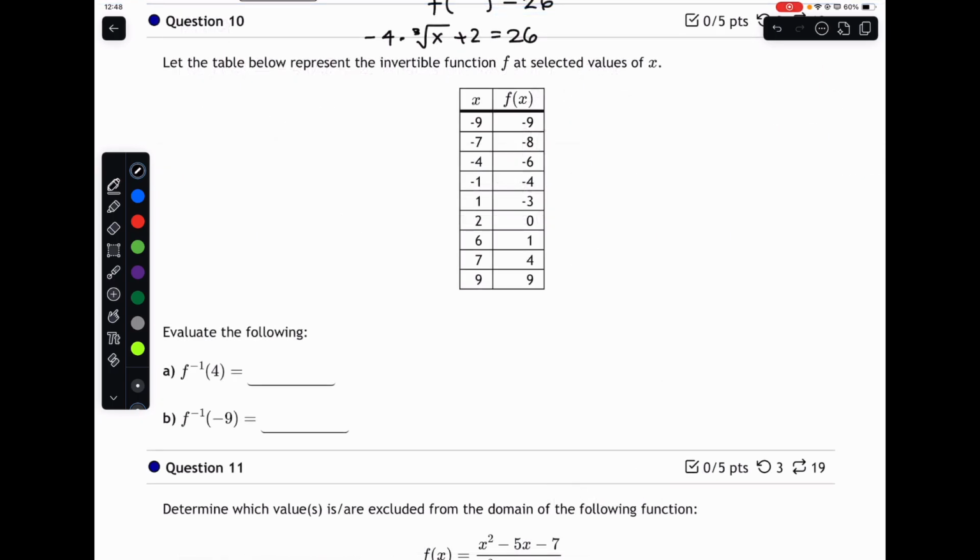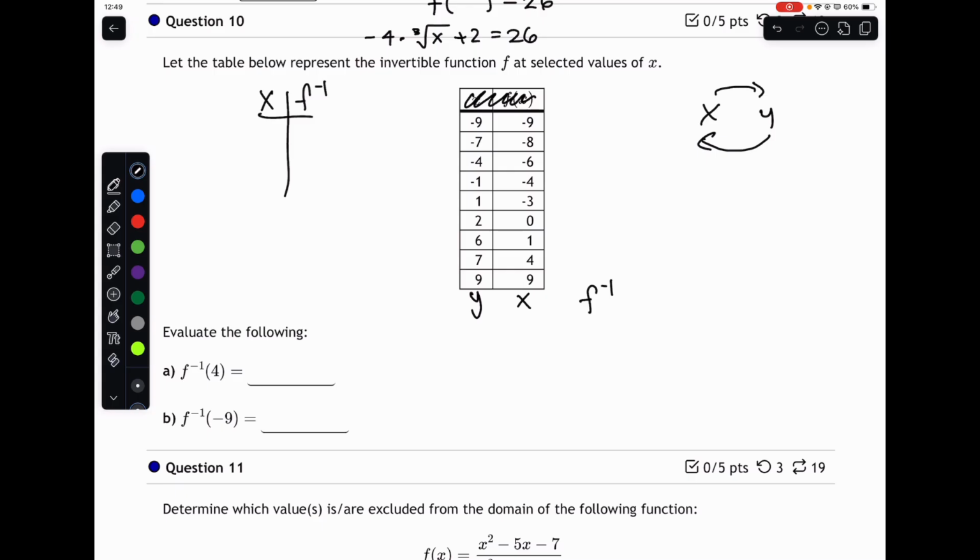216. So we're halfway done. This is number 10, or almost halfway done. So let the table below represent the invertible function f at selected values. So this is again the table for f of x, and we want to evaluate the inverse of this table at 4. So instead of drawing another table for the input and output values of f, let's just relabel this. And understand again that all we're doing is flipping, that the inverse is going to flip the inputs and the outputs. So let's read this row as the inputs and this row as the outputs of the inverse of f.